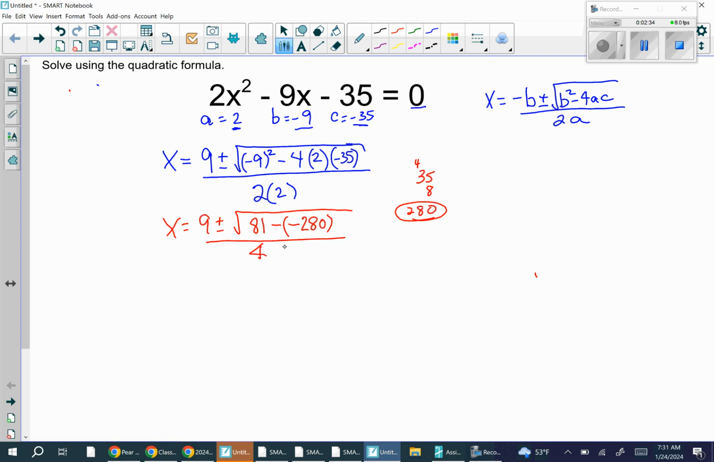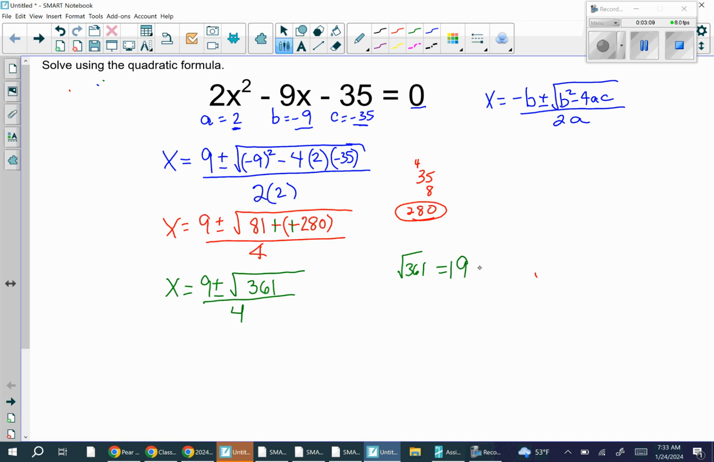So we have to just continue simplifying. We still do not have the inside of our radical fully simplified, so we need to address that. X equals 9 plus or minus the square root of, well, subtracting a negative is the same as adding a positive. 81 plus 280 is 361, and that is still being divided by 4. If I put it in my calculator just to check if this is a perfect square, the square root of 361 is, amazingly, 19.